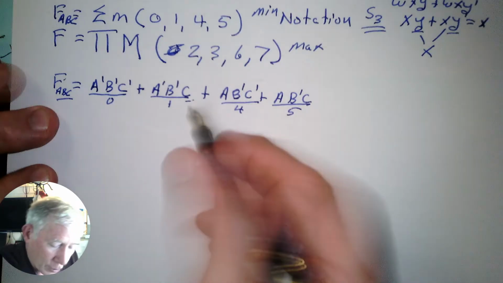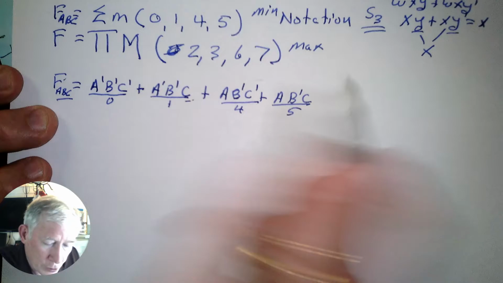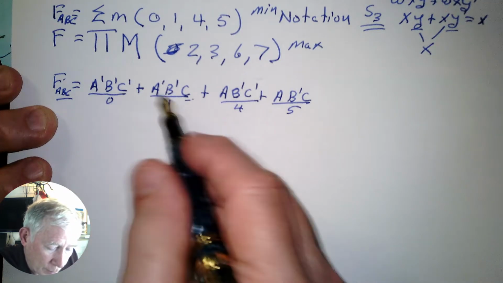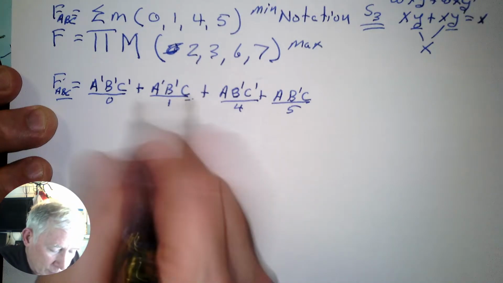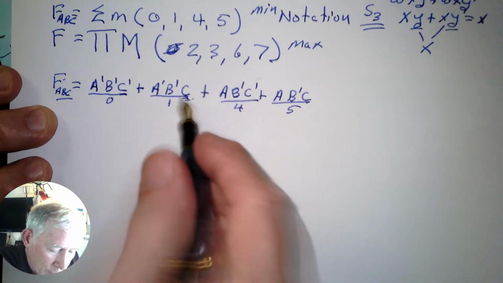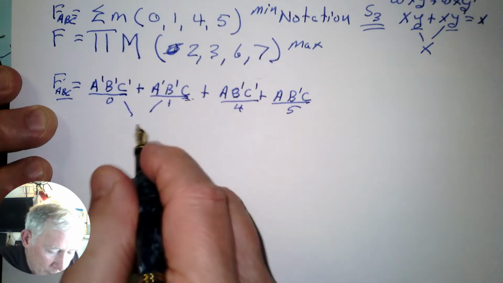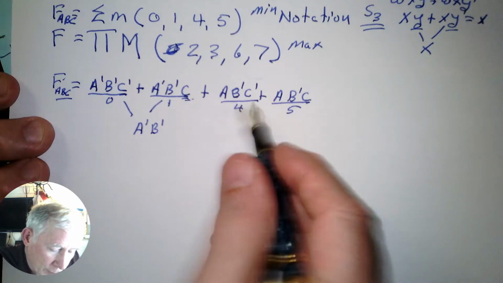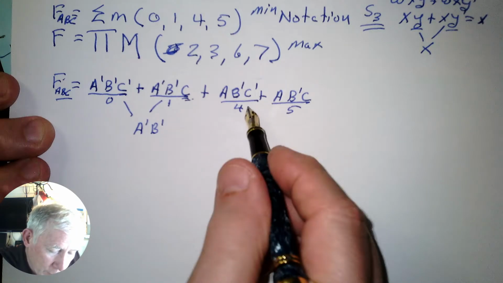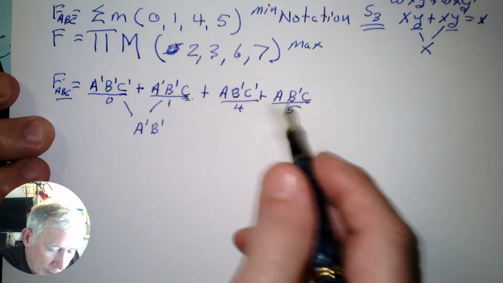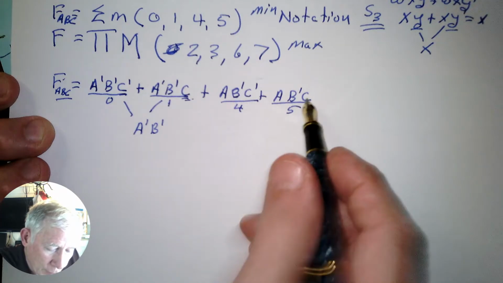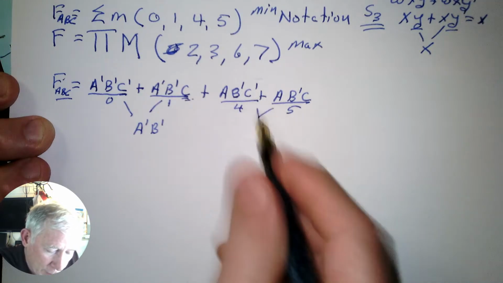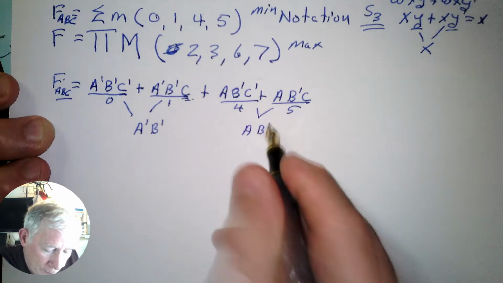So do you see any situation where we can use this theorem? We have A prime, B prime, C prime here, and we have A prime, B prime, C. The C changes. It's prime here, it's non-prime there. So we can combine these terms, we drop the C, and we get A prime, B prime. How about these two? Can we do anything with these two? We have A, B prime, C prime, and A, B prime, C. So the A stays the same, the B prime stays the same, and the C changes. So we can combine these two. And that's A, B prime.